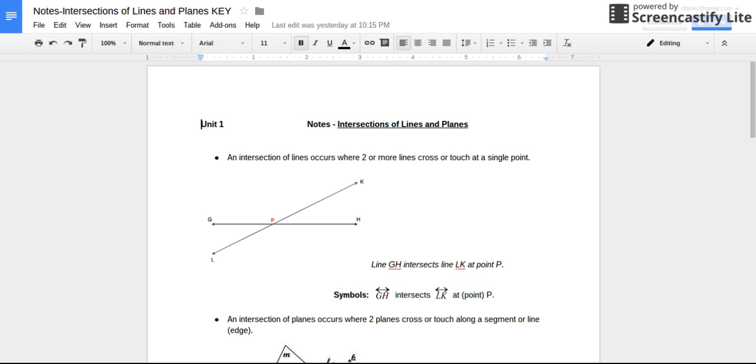In this video, we're going to be talking about intersections of lines and intersections of planes, and what happens when those things don't intersect as well.